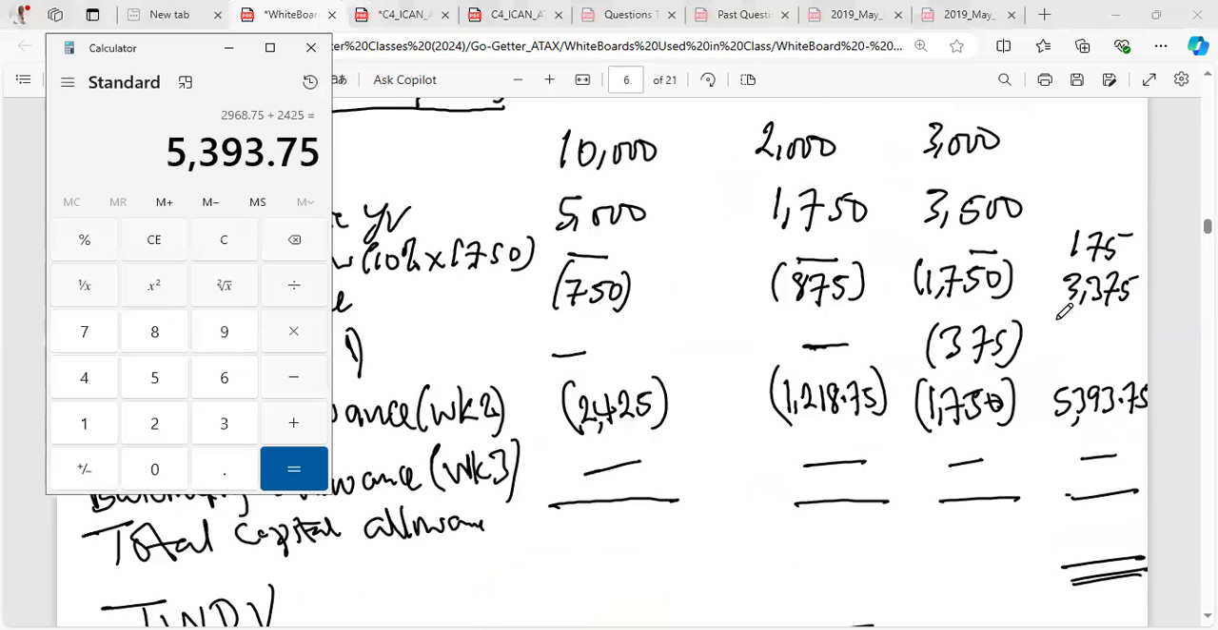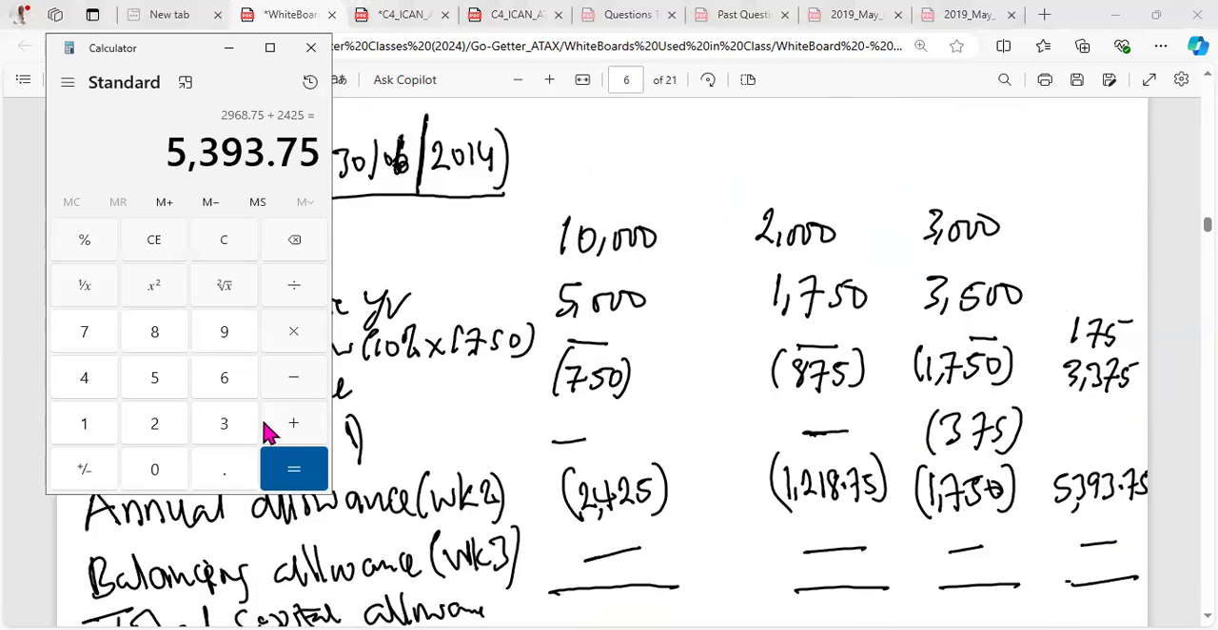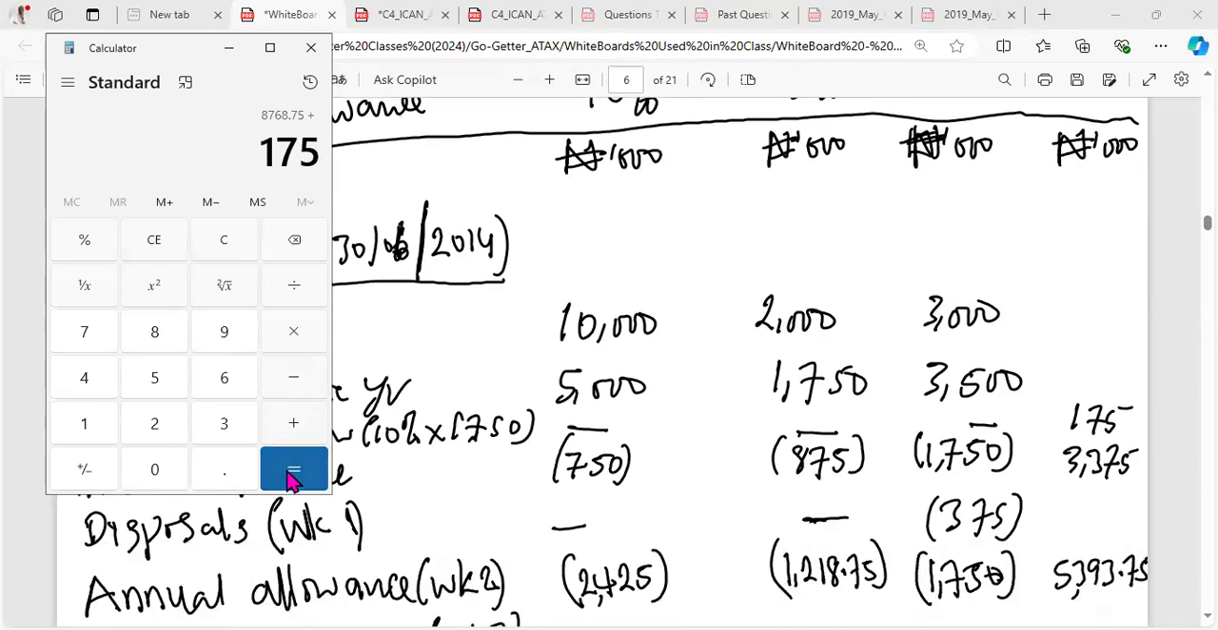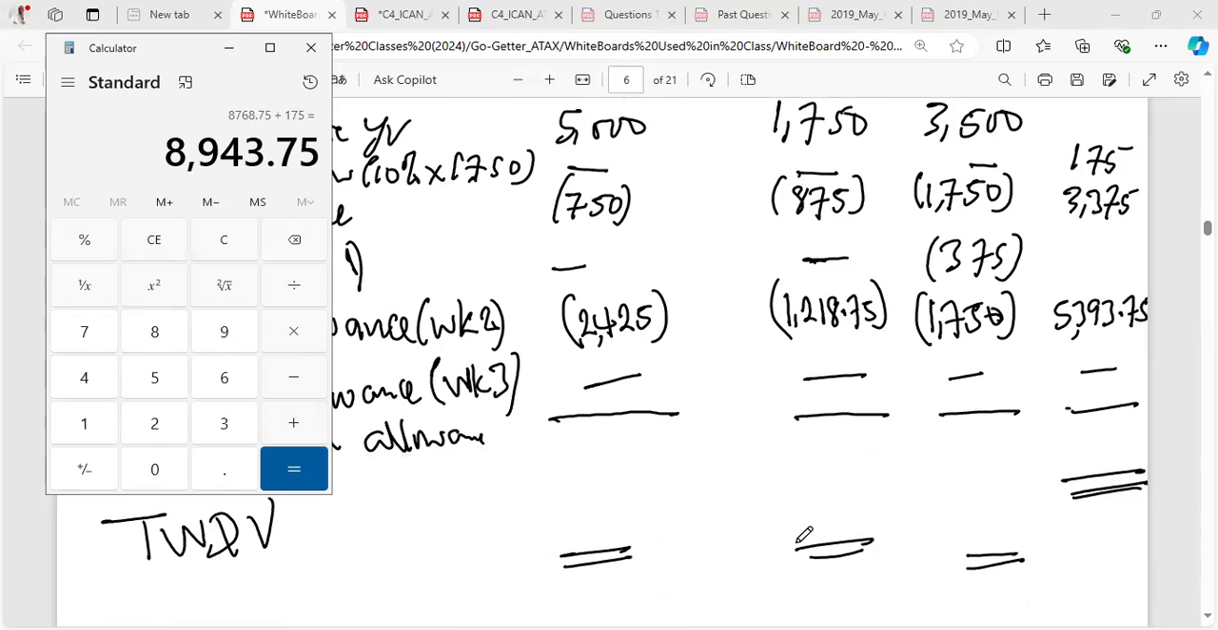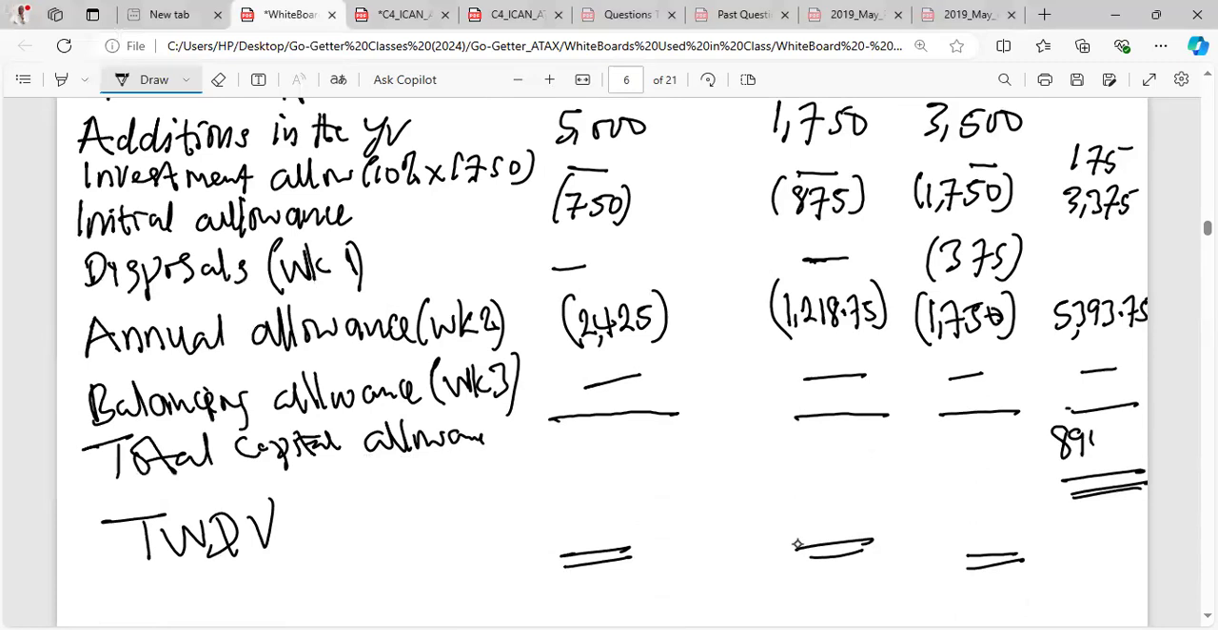I already have this in my calculator. So I'll go up plus 3375 plus 175. Okay, so that's all. We have 8943.75. So that's your capital allowance.